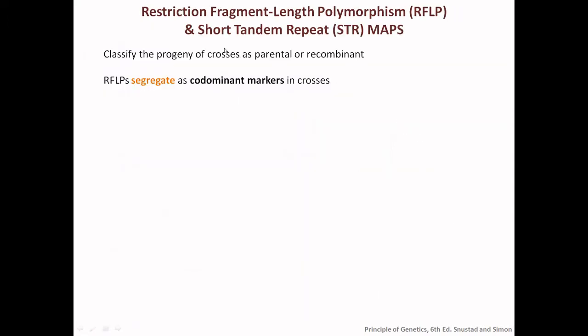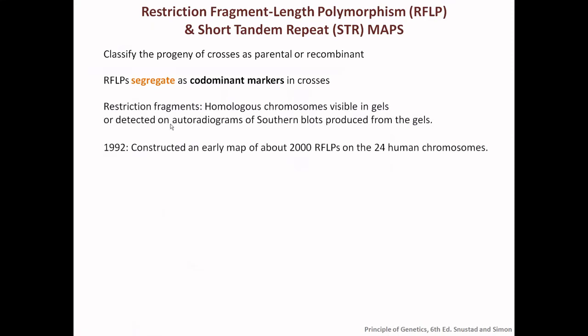So next is the short tandem repeats. It is also a type of molecular marker that will be discussed after knowing the other details of the RFLP. So classify the progeny of the process as parental or recombinant. Then RFLP will segregate as codominant markers in the process. So the restriction fragment is the product of the RFLPs after the restriction digestion. So homologous chromosomes are visible in the gel or detected on the autoradiogram. We can directly see on the gel if it is ethidium bromide, or we can use the probe and see by the Southern blot.